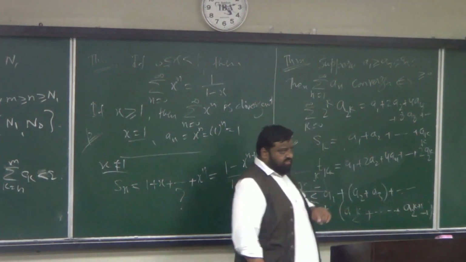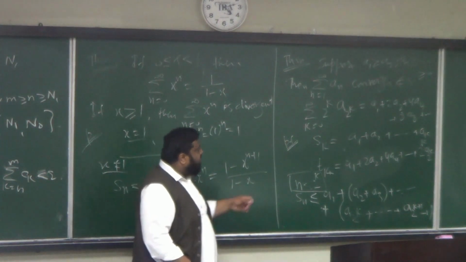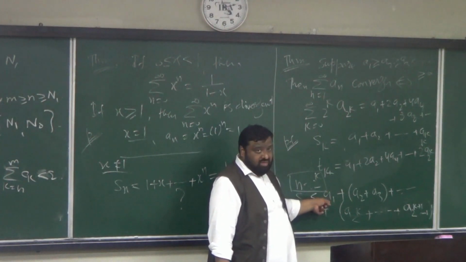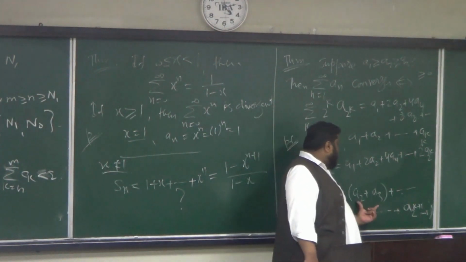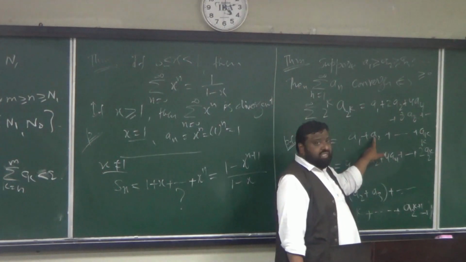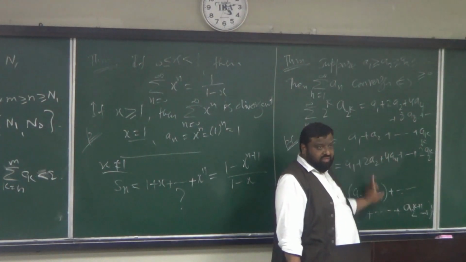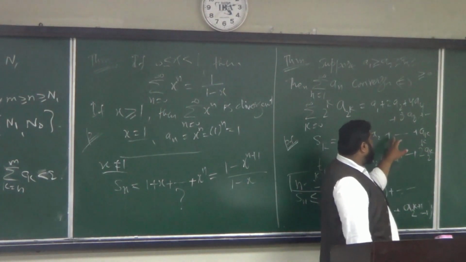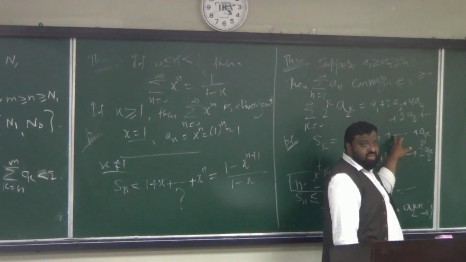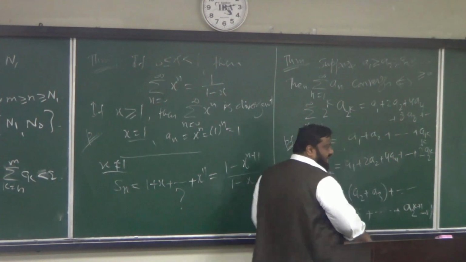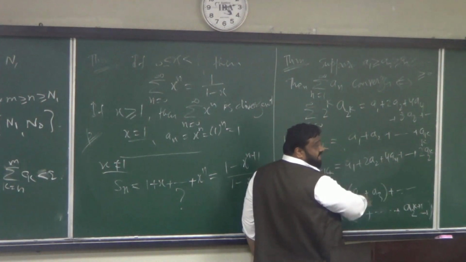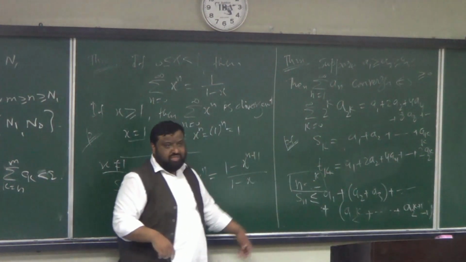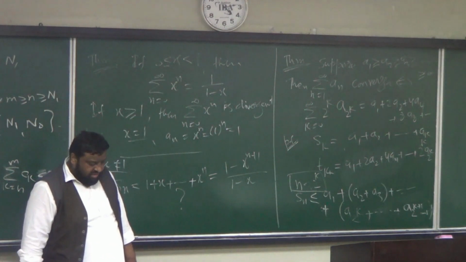So let me give you one thing. What is the first term here? a_1. And what is the first term here? Do you agree that this second term is going to dominate this second term? Yes, because you have an additional thing. And the third bracket here is going to dominate the third term here. In that way you can show that each bracket here is bigger than this term, and hence this should be true.